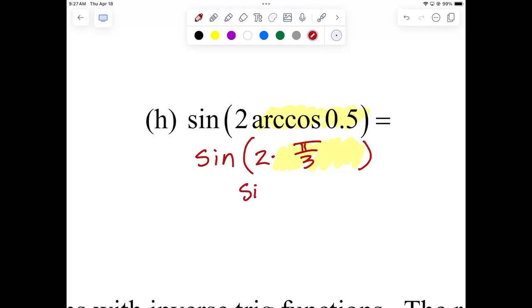And now I get sine of 2 pi thirds. What's sine of 2 pi thirds? Positive square root of 3 over 2. 2 pi thirds is right here. It's the 60-degree reference angle.